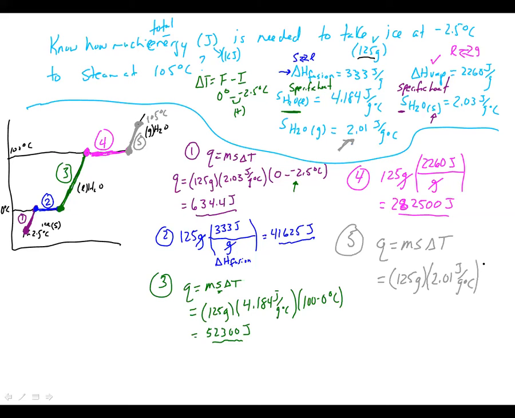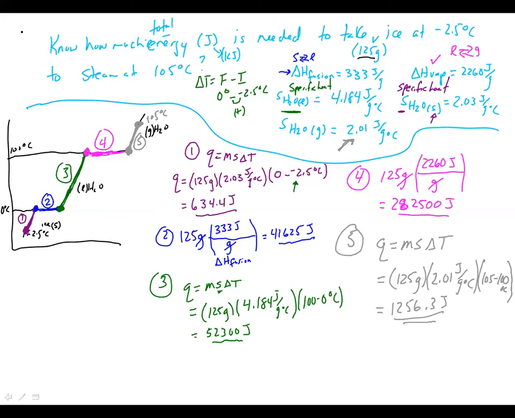Our final temperature is 105 degrees Celsius minus our initial, which is 100. A little bit of room there, squeeze it in. And we get 105 minus 100, and we will end up with, in this case, 1256.3 joules for that process. Any questions up to there?